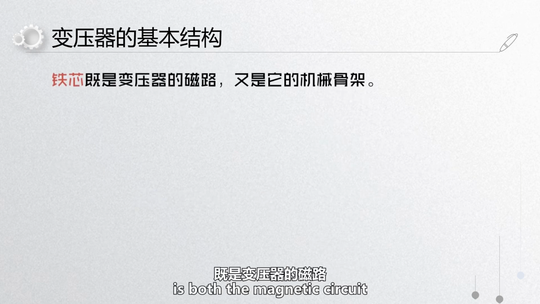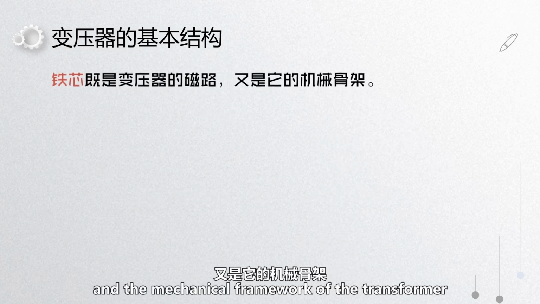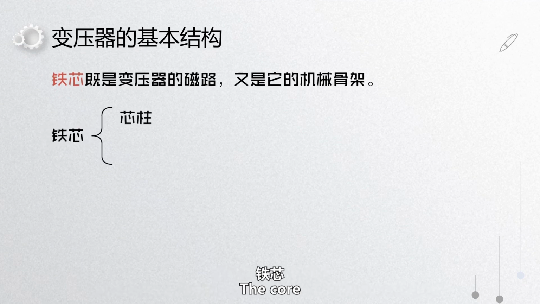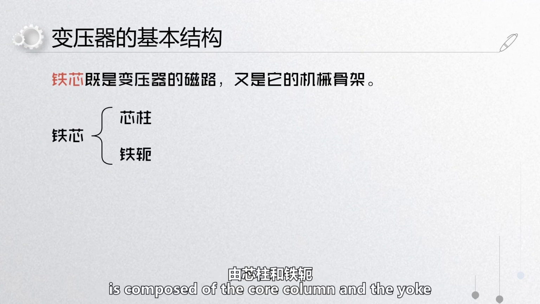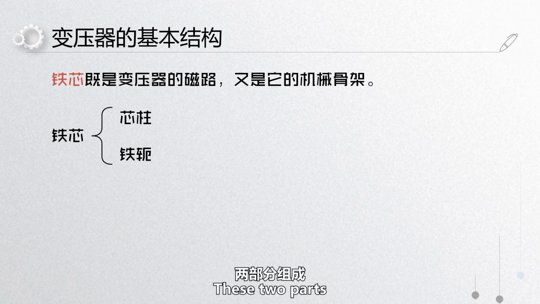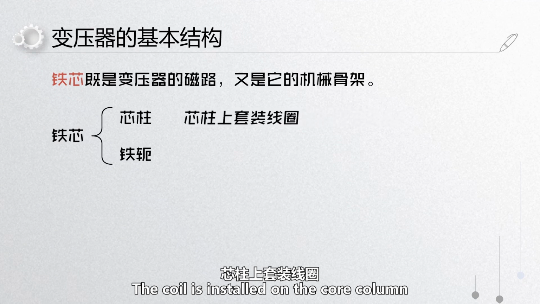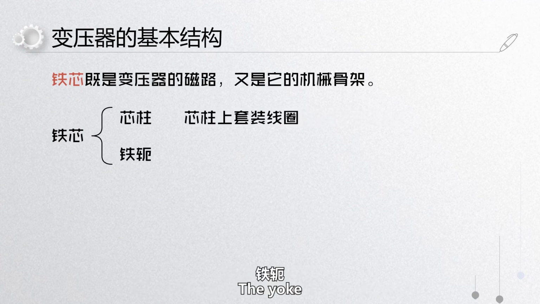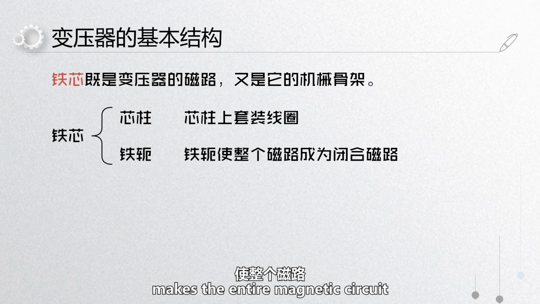The core is both the magnetic circuit and the mechanical framework of the transformer. The core is composed of the core column and the yoke. The coil is installed on the core column. The yoke makes the entire magnetic circuit a closed magnetic circuit.